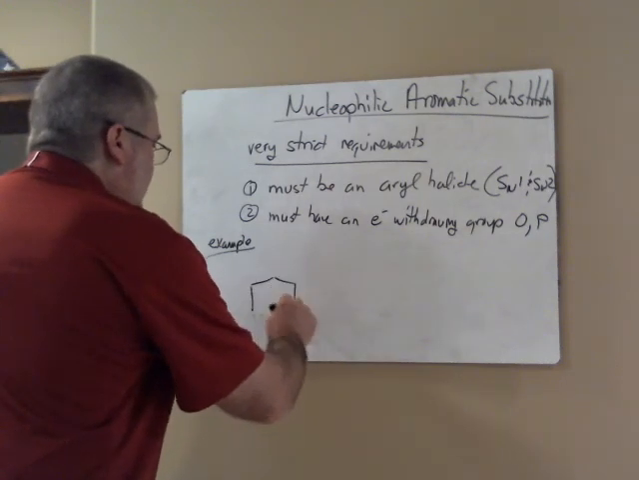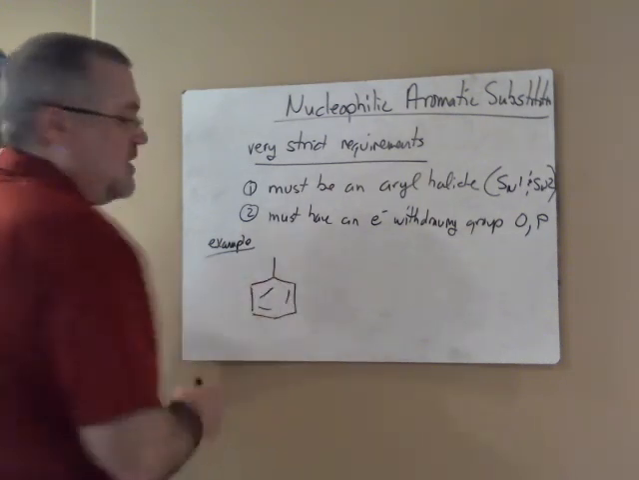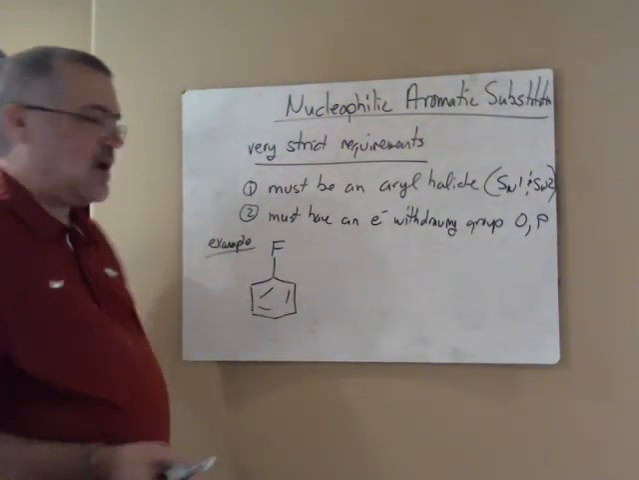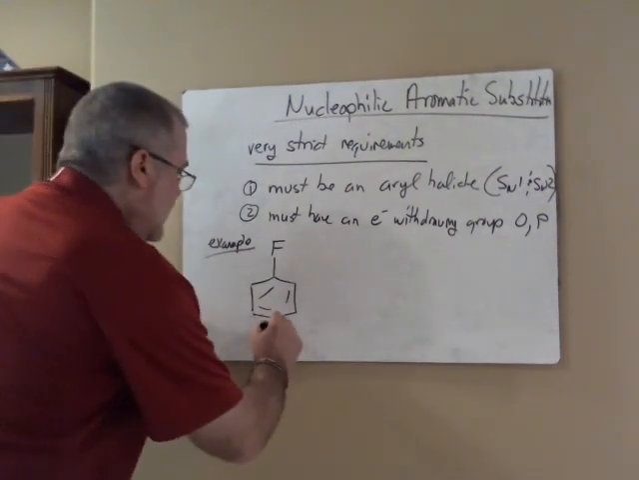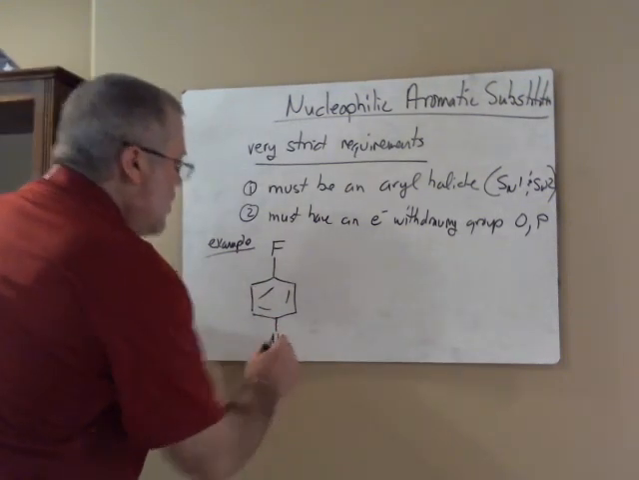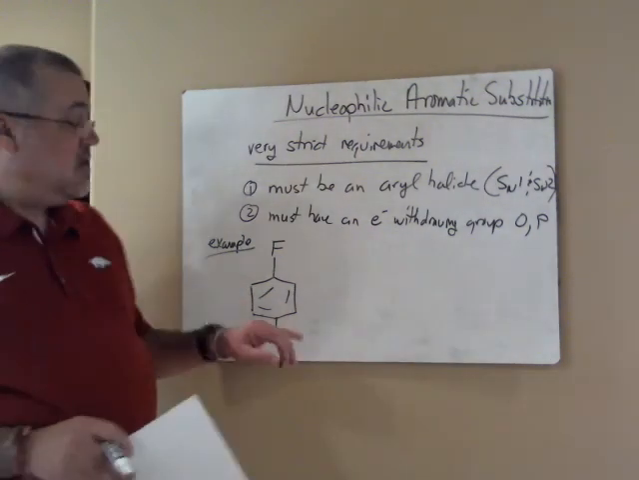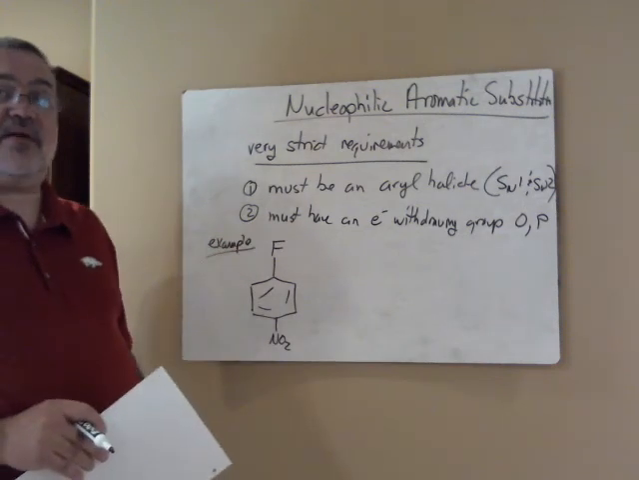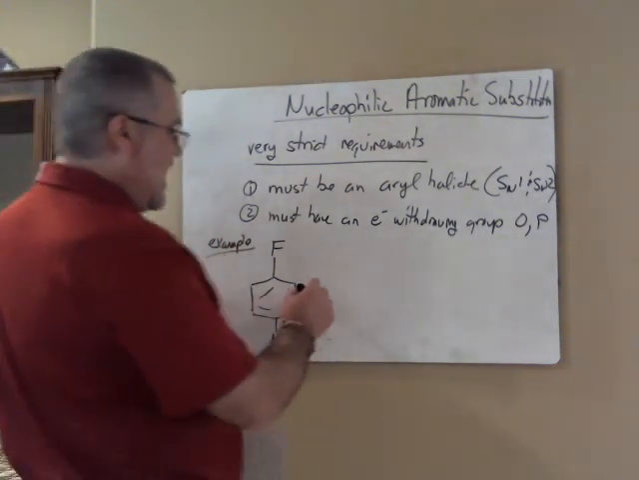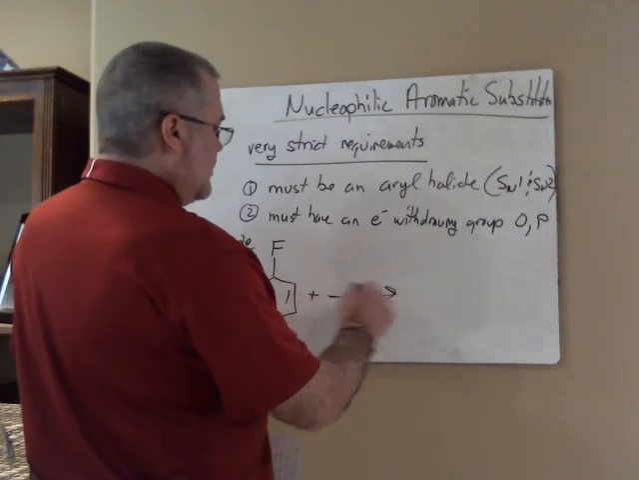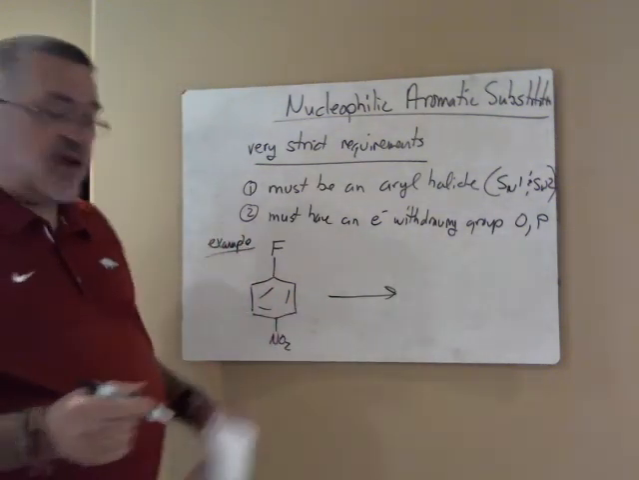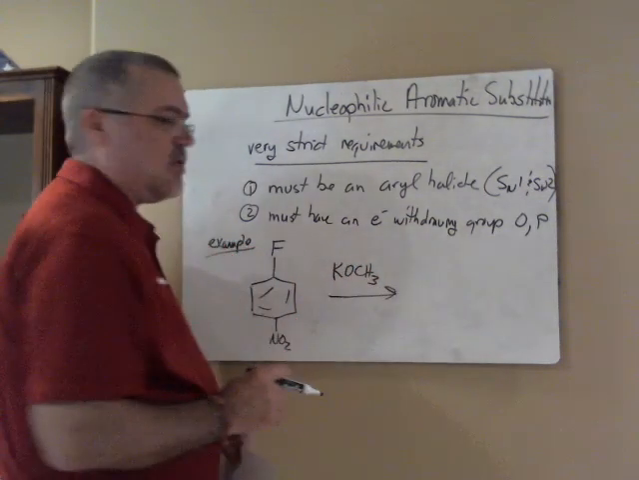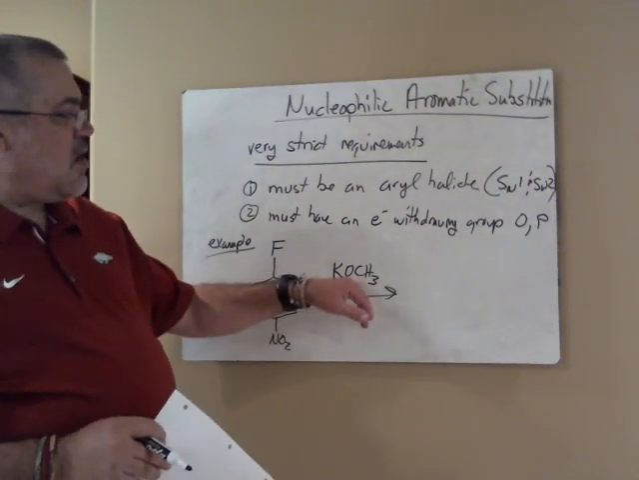So we have our benzene ring, and based on the requirements, we need to have an aryl halide, so I'm going to put a fluorine on there. Okay, and then we have to have an electron withdrawing group, ortho and/or para, to that halide. And so does this meet that requirement? Yes, it does. And so if I have this requirement, all I have to do is react it with a nucleophile.